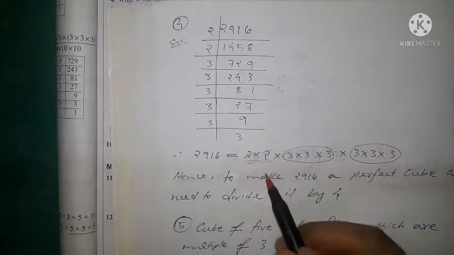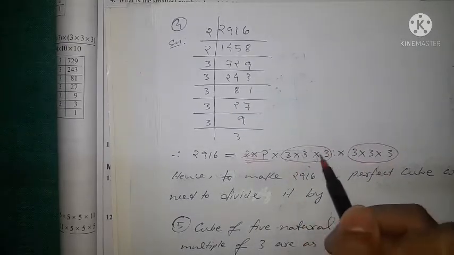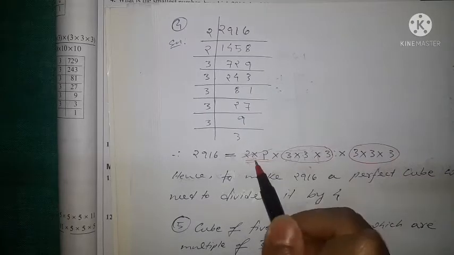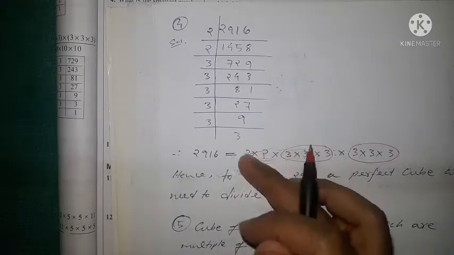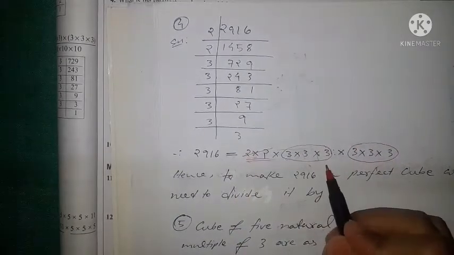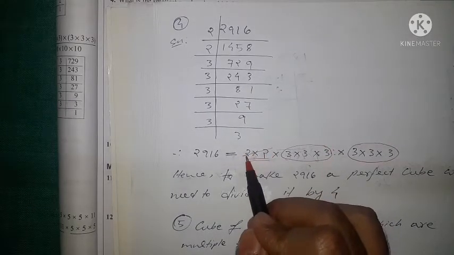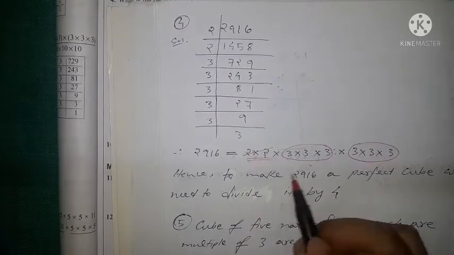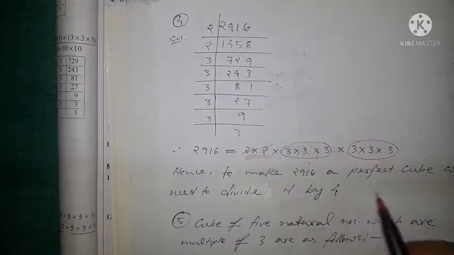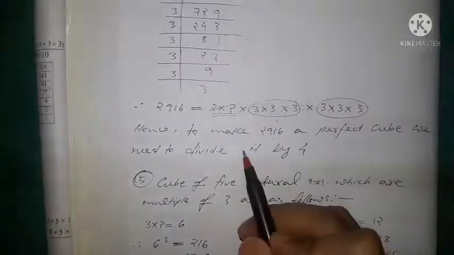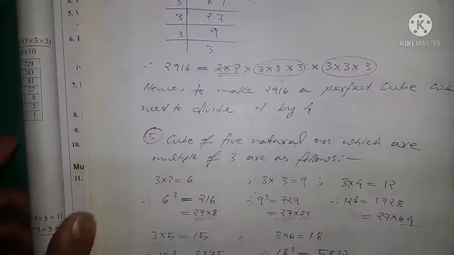The prime factorization becomes 2 into 2, again 3 into 3 into 3, again 3 into 3 into 3. So we can form groups of three, but this 2 into 2, that means 4, is left out. This is coming extra. If we cancel this, then it will form a perfect cube, so we need to take this out. That is 2 into 2, which means we have to divide this number by 4. If we divide it by 4, this 4 will cancel and only these two groups will remain. Hence it will become a perfect cube. So to make 2916 a perfect cube, we need to divide it by 4.